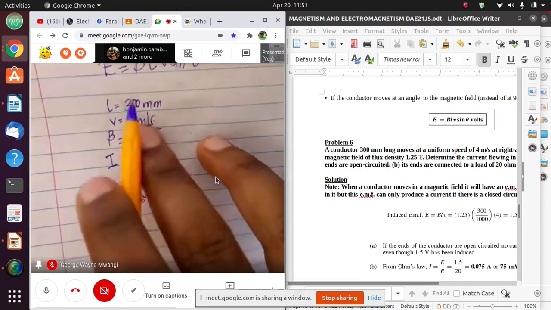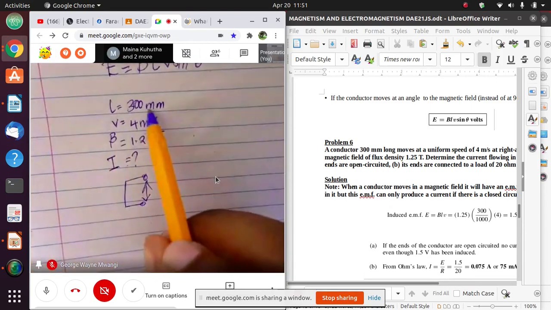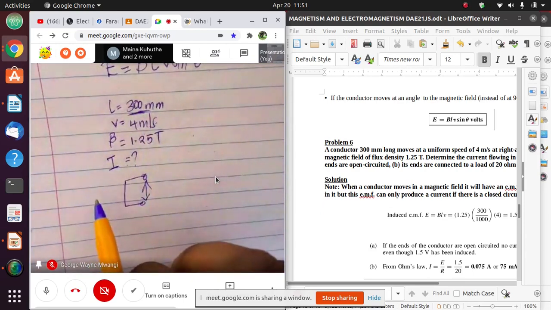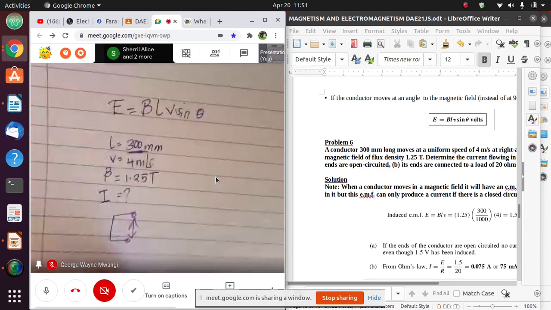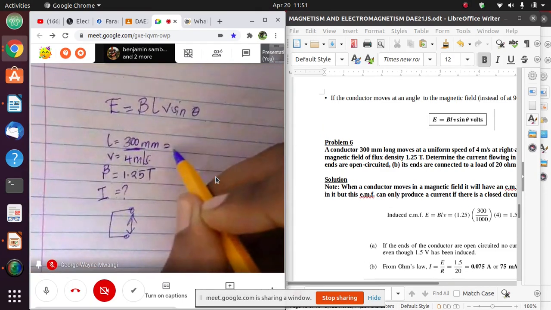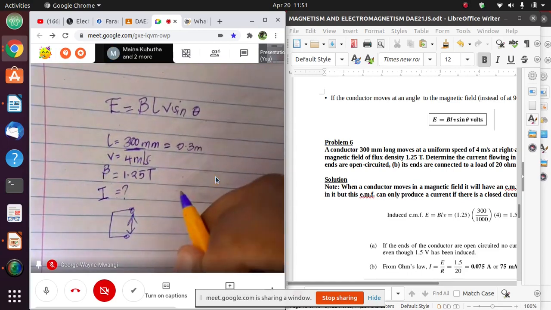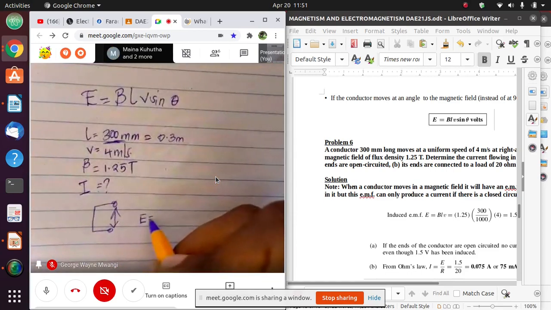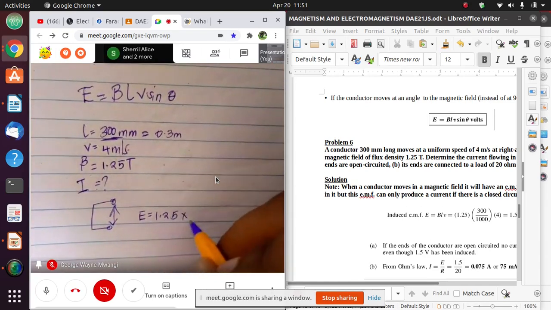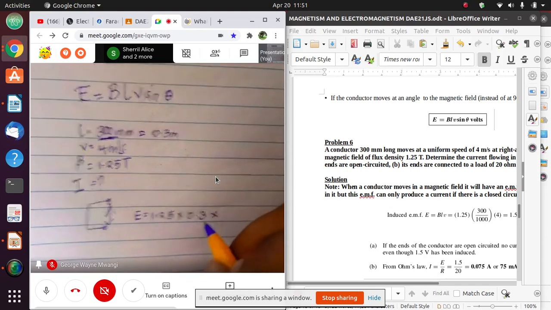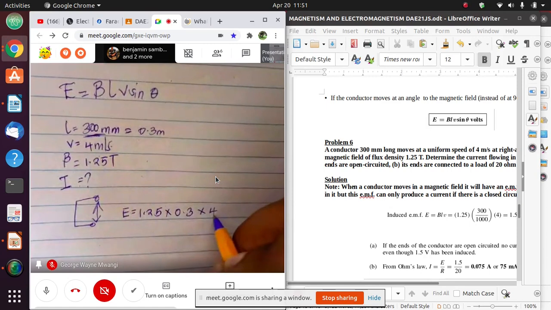Now, remember, when you're doing your calculations, always make sure that you change the units to their base units. In this case, we've been given millimeters. So when you change the length into meters, it will be how much? 0.3 meters. Now, the value of the induced voltage will therefore be 1.25 times 0.3 times the velocity. The velocity is already in its base unit, meters per second, so times 4.